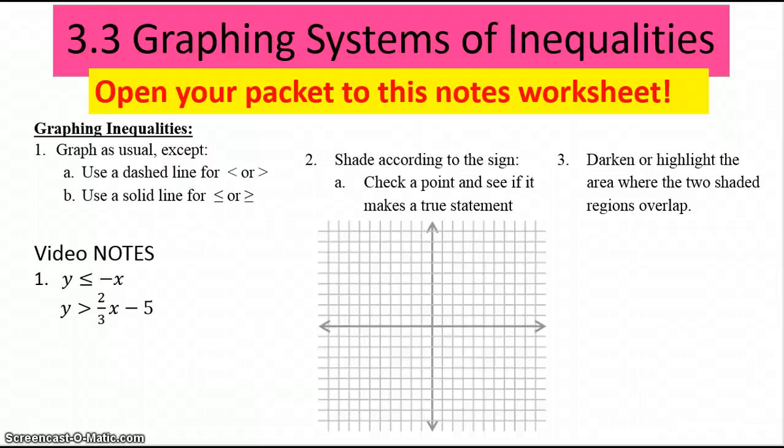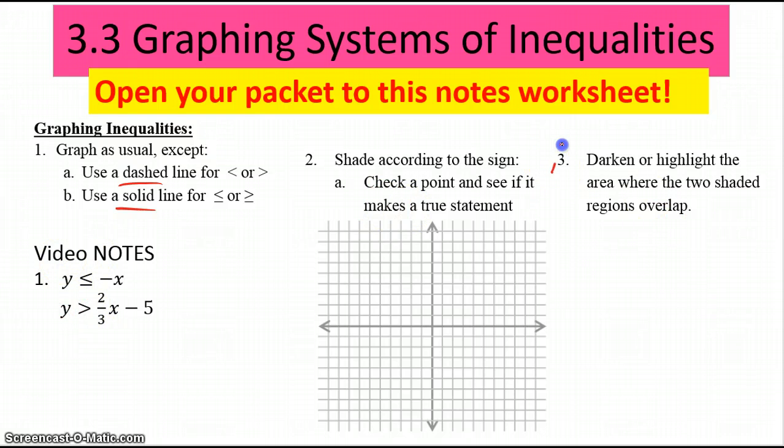Today we're going to take what we've learned about graphing inequalities, and we're going to graph systems of inequalities, which is multiple inequalities on one graph. So we're going to do the same thing we were doing. We're going to graph as usual. We're going to pay attention to whether or not we need a dotted, dashed, or solid line. Then we're going to shade one side or the other, and we're going to do that for each one.